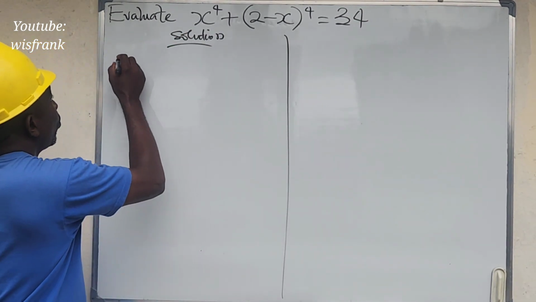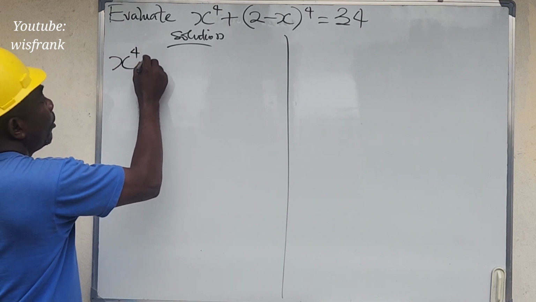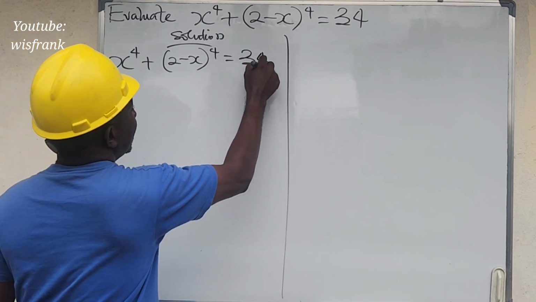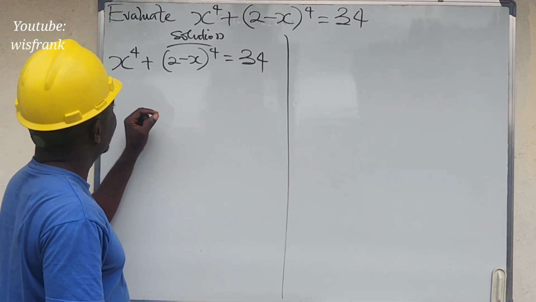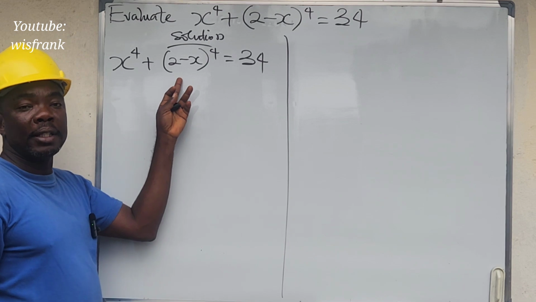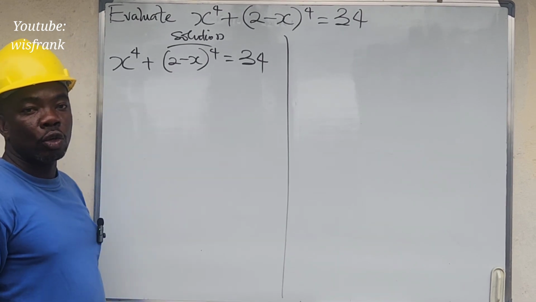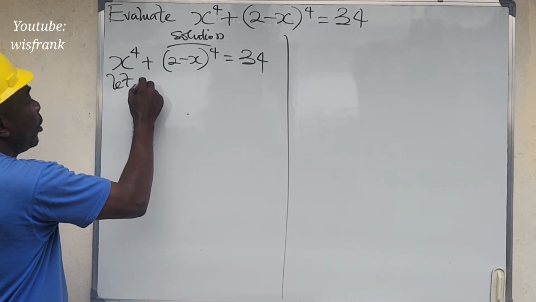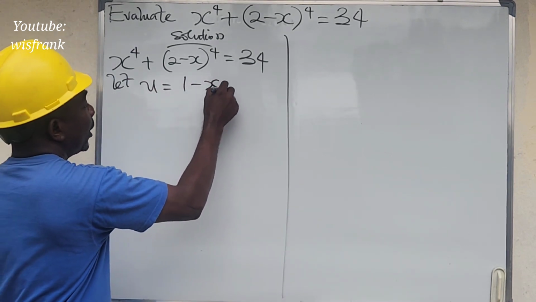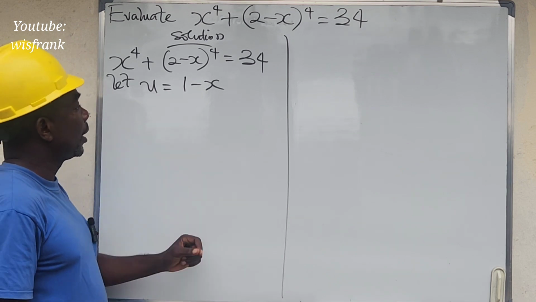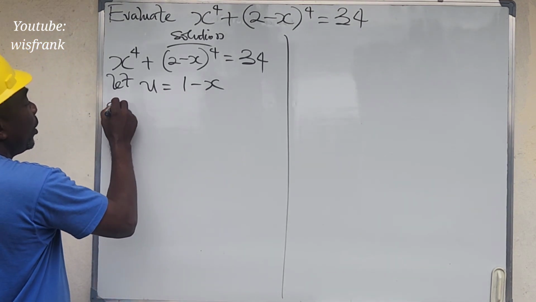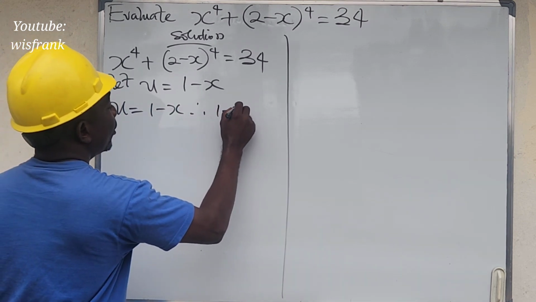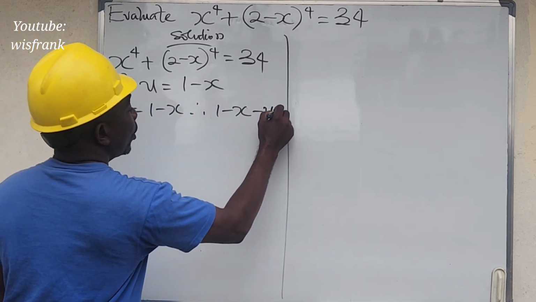From the question, we are given x to the power of 4 plus 2 minus x all to the power of 4 equals to 34. From this equation, we can see that we have in the parentheses here 2 minus x. So what we are going to do first for us to evaluate this is to let u equals to 1 minus x. Therefore 1 minus x minus u equals to 0.